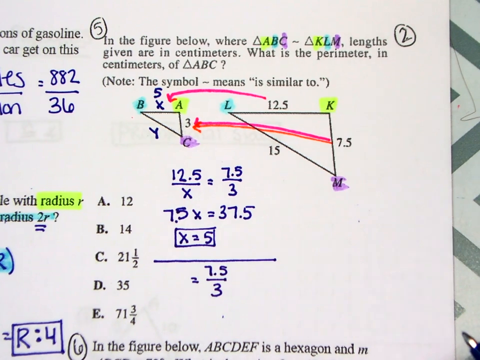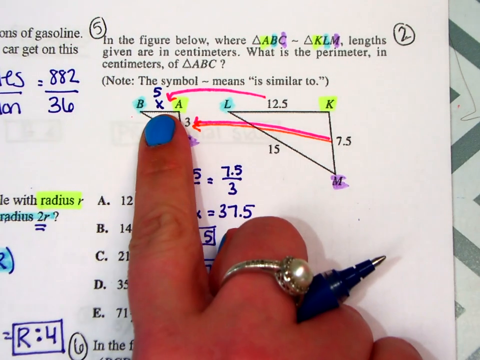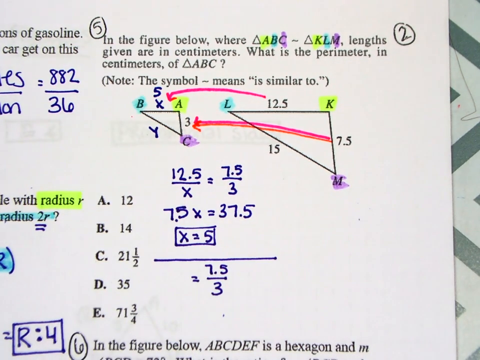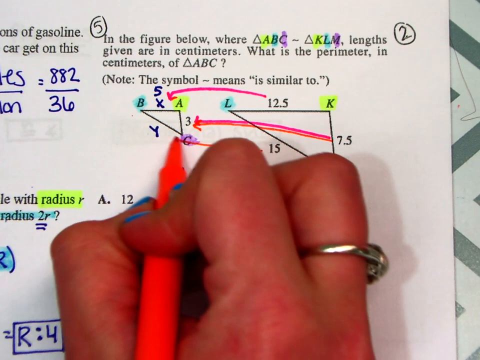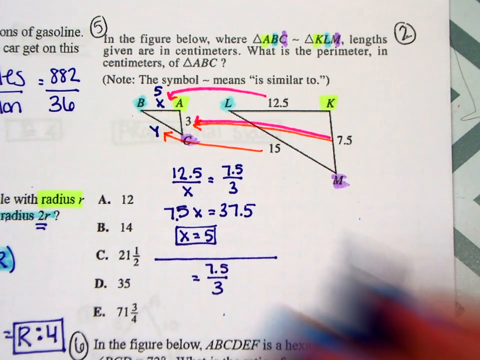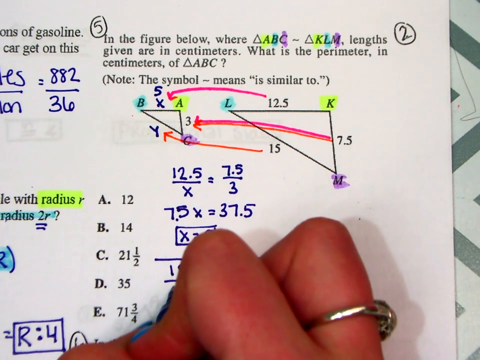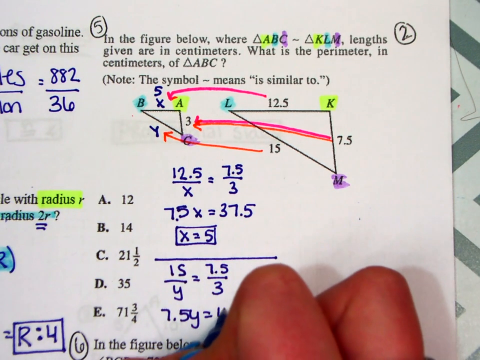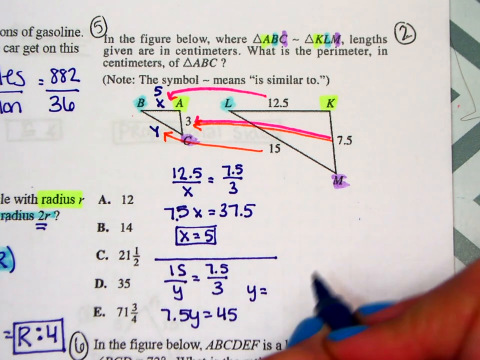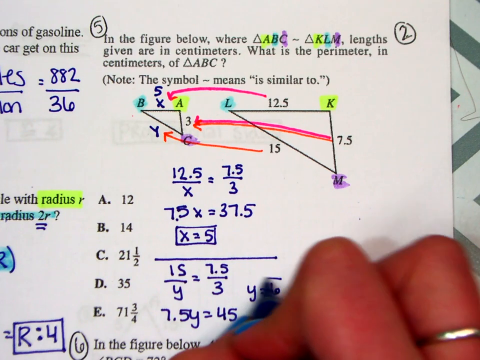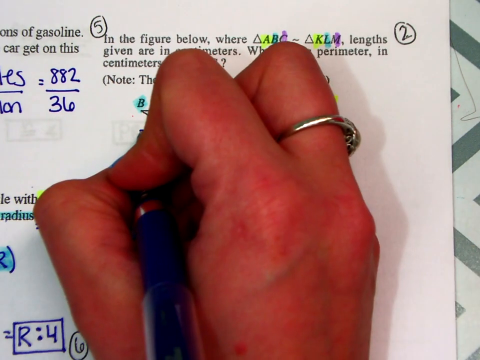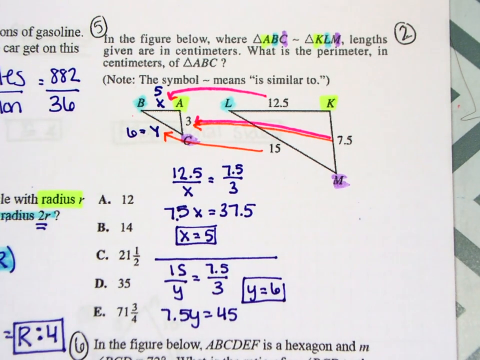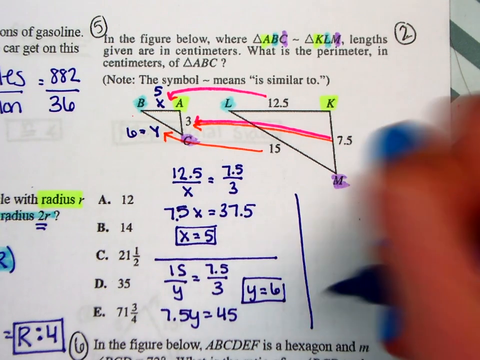Now you could use 12.5 over 5. It doesn't matter. But now we're going to match 15 over to y. So this now becomes 15 over y. Cross multiply, so 7.5y equals 45. So my y value is 6. In order to get the perimeter of triangle ABC, what you have to do is add all the sides together.